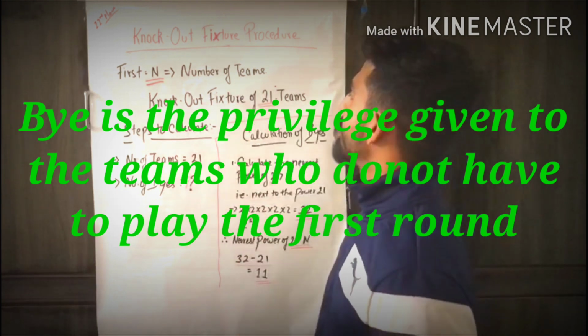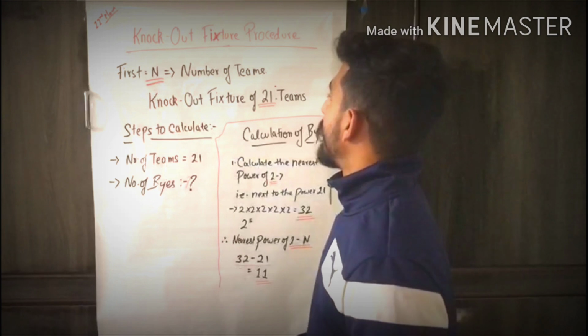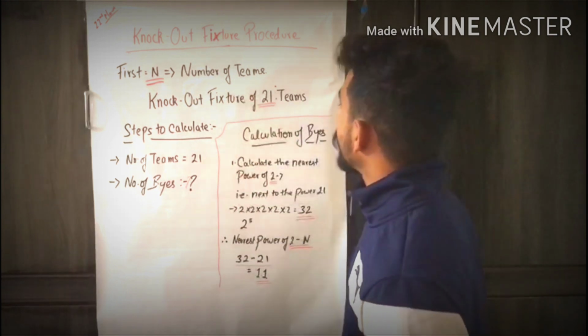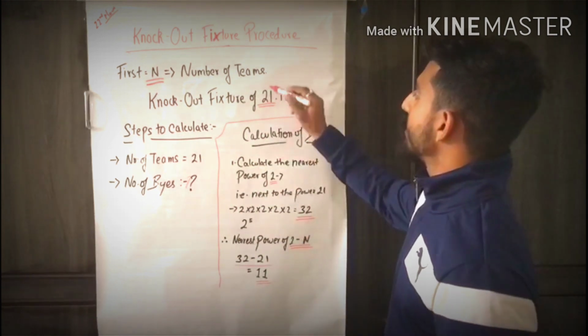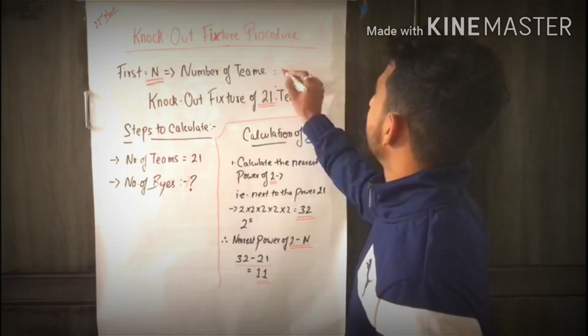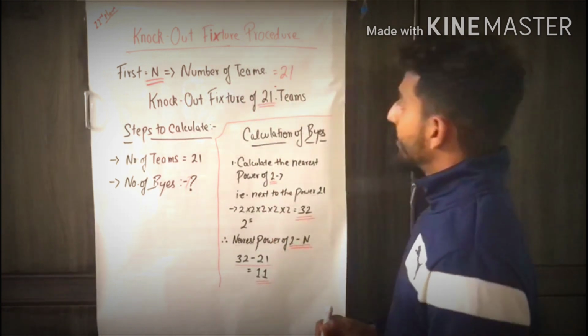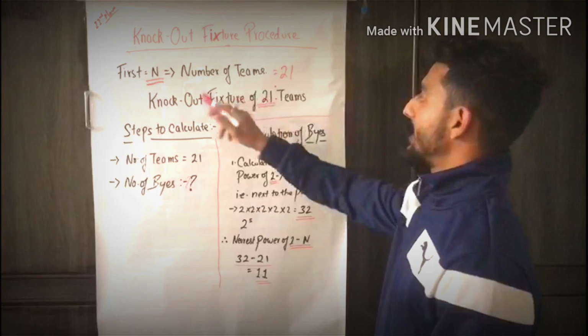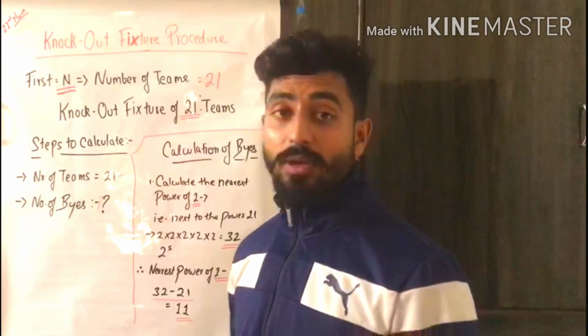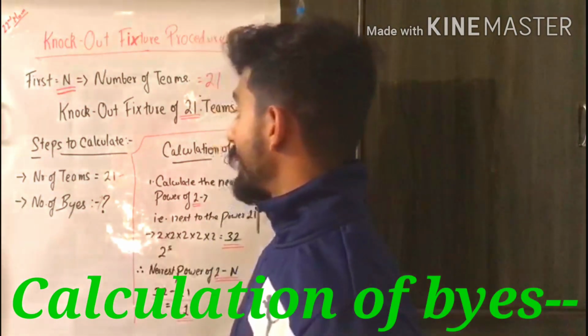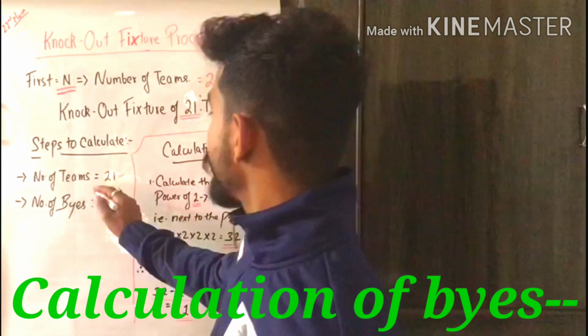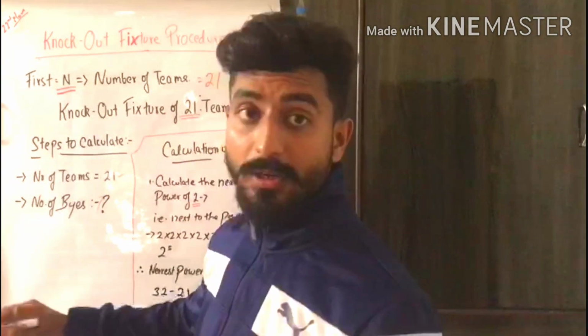First step is that you should know what N is. N is the number of teams. Here we are going to calculate the knockout fixture of 21 teams. So N stands for 21 teams. First step is the number of teams, that is 21, which we have discussed earlier.